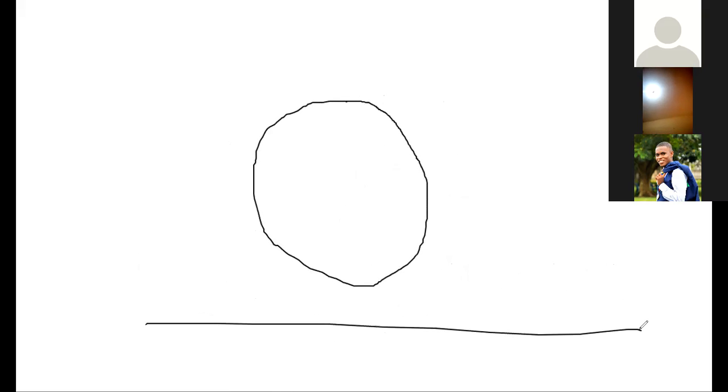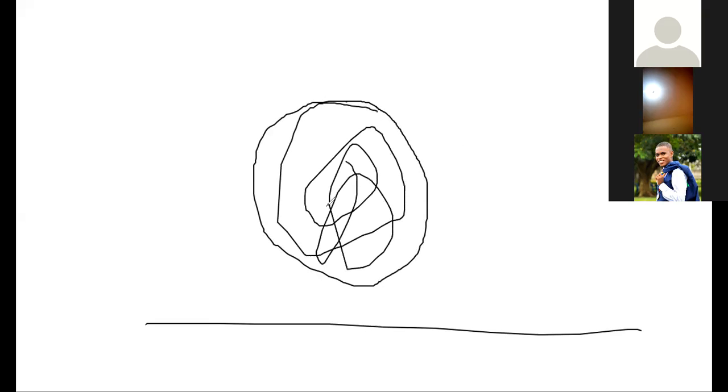Okay, so we are done with the circumference, which is the length of the circle. Now we'll be looking at the area of the circle, which is if you have this circle. Now we are not looking at this length that's from here to here, but we are looking at the area inside it. Is that okay? We are looking at the area inside it.